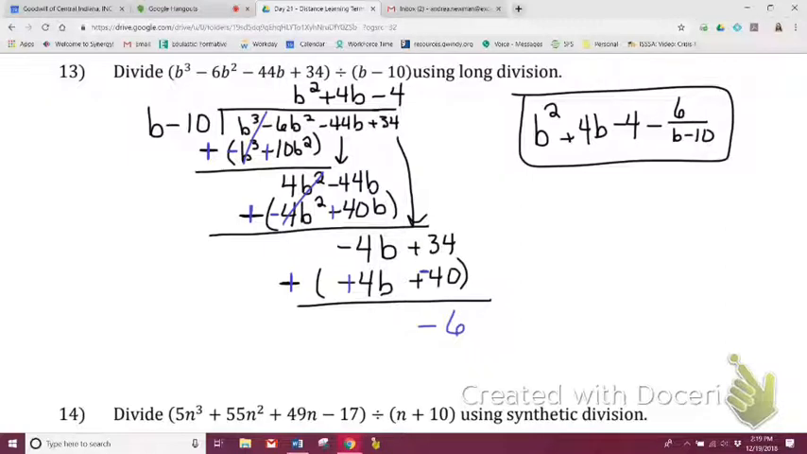When I'm done. Questions on 13? I can't get in my cabinet.